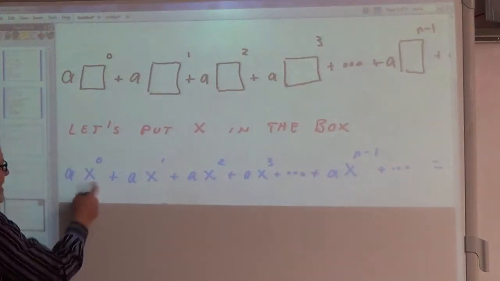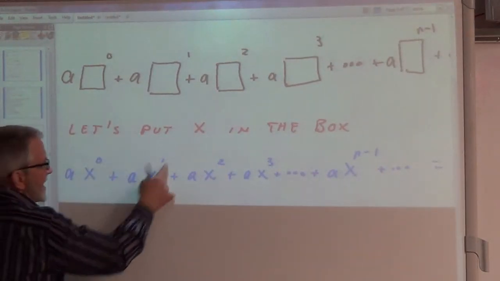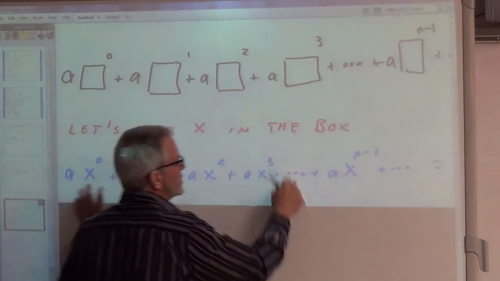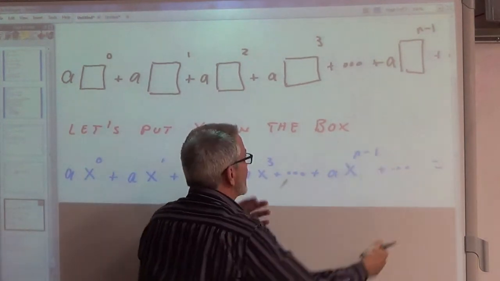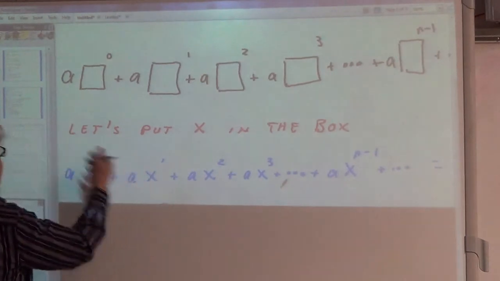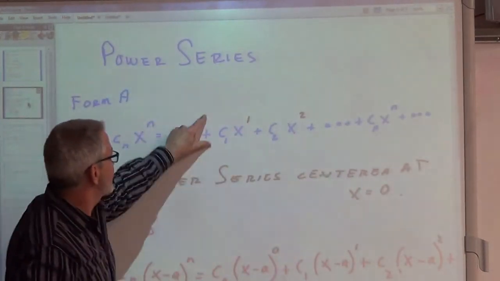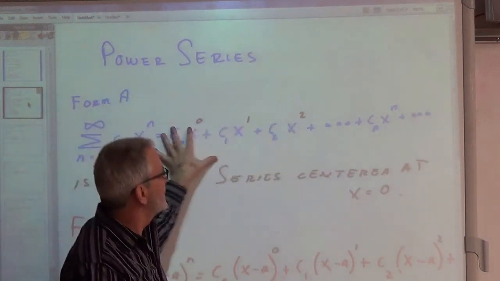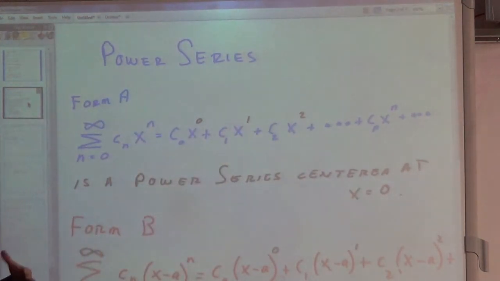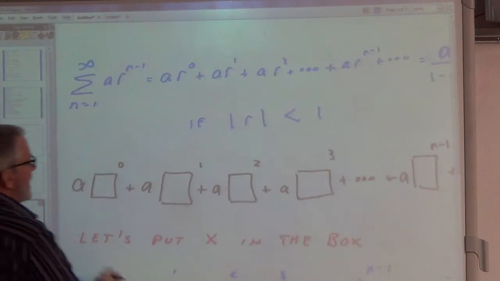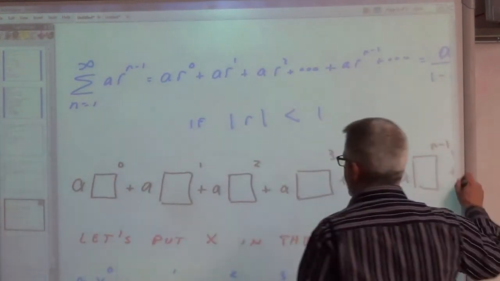So now I have AX^0 plus AX^1 plus AX squared plus AX cubed plus dot dot dot AX^(n-1). Now look at that guy right there, and compare that with this guy here. Now I got my boxes of X^0, X^1, X squared. Oh, now it even looks closer. Nice. So I got my box in there.